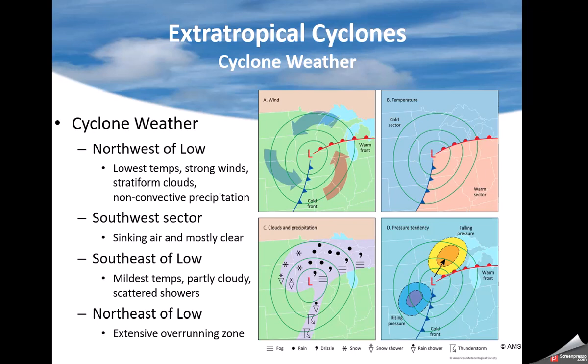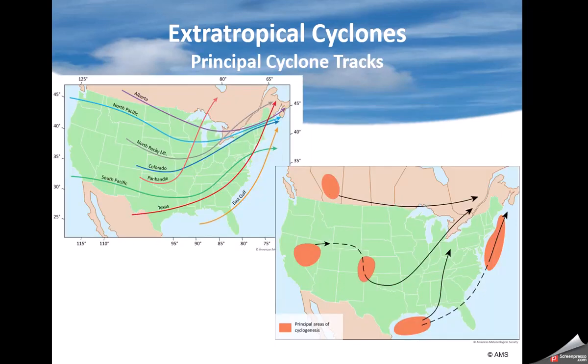One of the key ways of looking at where the low is going to move is just seeing how the pressures are falling. Where the pressure falls fastest, typically that's where the low is going to be moving to. Here are the different kinds of lows, principal cyclone tracks. One of the key things about these lows is the closer they are to the moisture, the more moisture you get. So the Alberta cyclones are well up north.